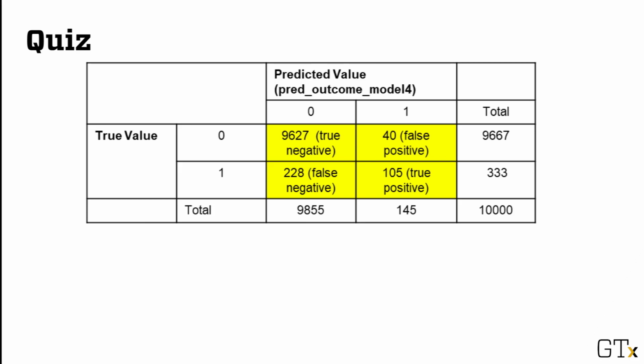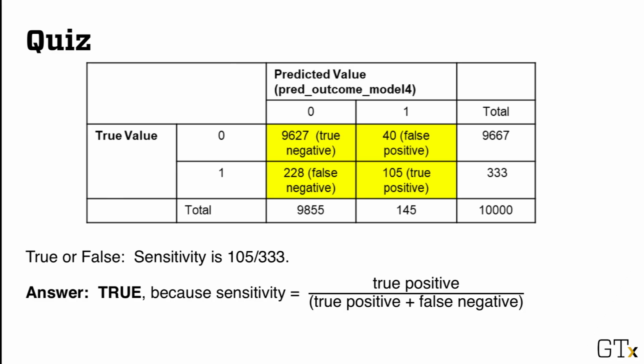Please take a moment to answer this quiz. Given this confusion matrix, true or false, sensitivity is 105 over 333. Answer is true. It follows the definition. It is true positive over true positive plus false negative. It is 105 over 333.